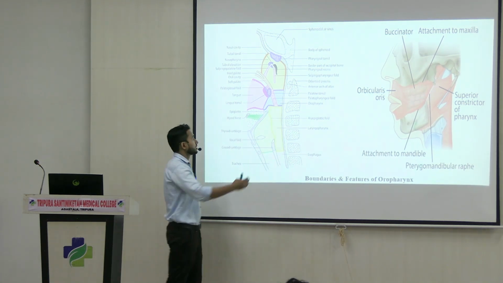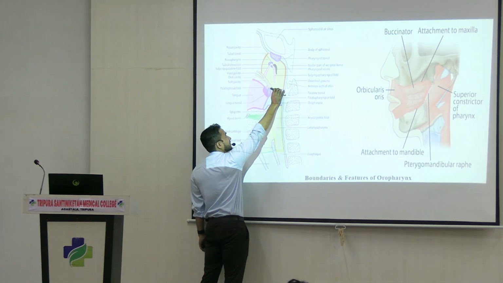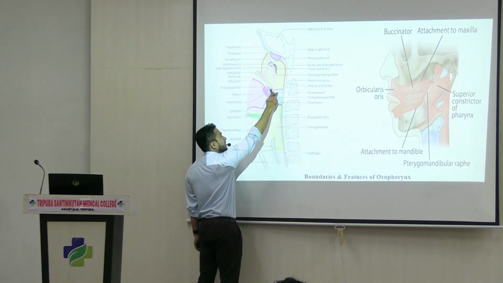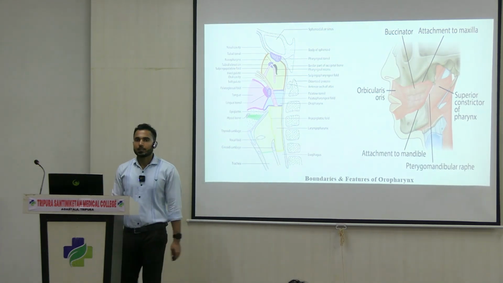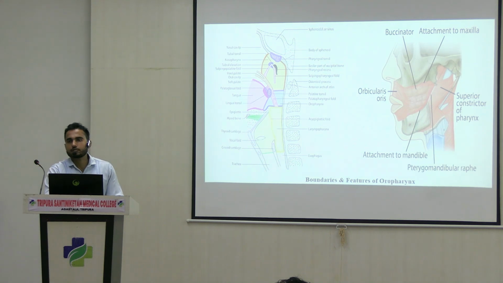How is it formed? As you can see, the soft palate, the posterior part of the soft palate, and the pharyngeal isthmus will be forming the roof of the oropharynx. Okay. Next, what about the floor?